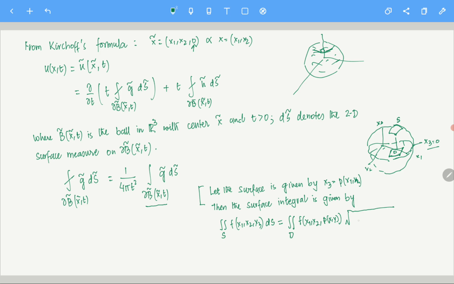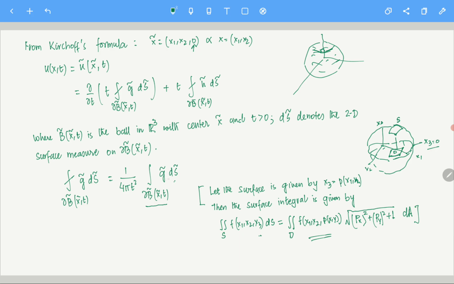Yeah, so that is given by p_x square plus p_y square plus 1. Okay, and then you have the area element dA, right? So dA is basically dx1 dx2 dx3, that sort of thing. Okay, now essentially this is the integral which I have here. So now I want to change it to the base. Here this is the boundary of B tilde (x tilde, t).